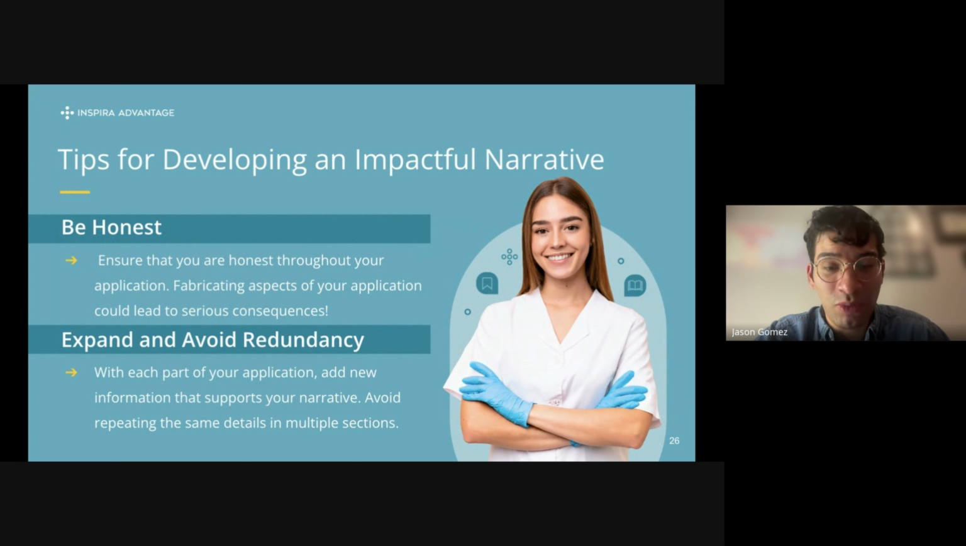And so, again, really important, don't repeat the same details. It'll make the person reading your application gloss over, and we're not going to be paying as much attention if you're not presenting yourself in different ways to support your narrative. So make sure that you're always expanding on things that you've shared.